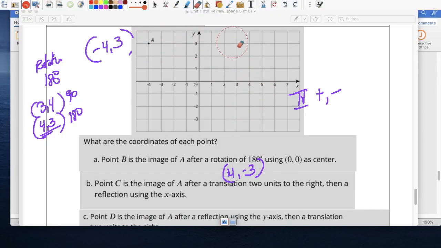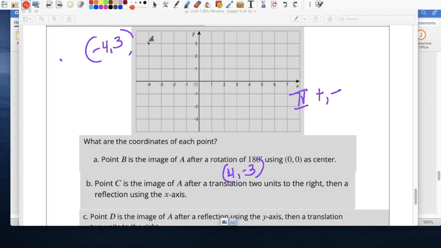Okay. B. Point C is an image of A, point A, translated 2 units to the right and then a reflection over the x-axis. So let's move this A 2 units to the right. So it travels 1, 2. So now it's here. And it's going to reflect over the x-axis.